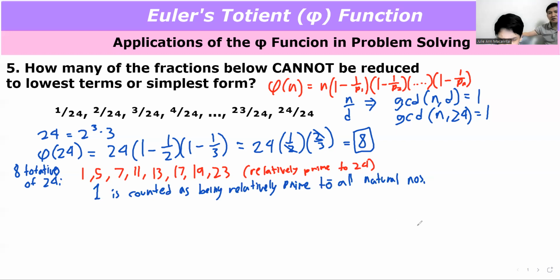So can it be reduced to simplest form or lowest terms? Meaning you cannot reduce them further because they are already in their lowest terms. In lowest terms, as Joshua pointed out, the GCD of the numerator and 24 is equal to 1. These are the eight numerators which are relatively prime to the denominator 24. Okay, let's go to the next number, son.